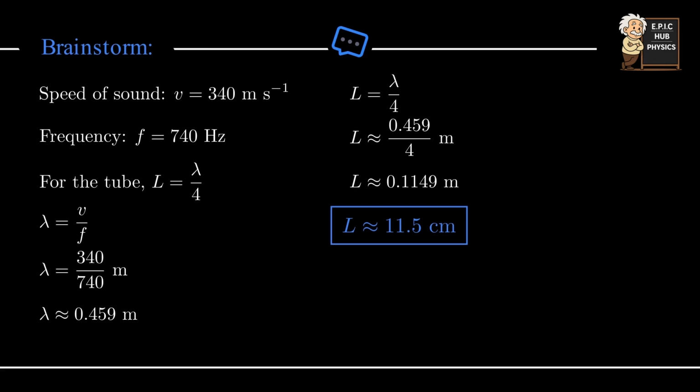What did we do? First, we used the wave equation to determine the wavelength of the sound wave from the given speed and frequency. Then we applied the standing wave condition for a tube closed at one end, which states that the fundamental length equals 1/4 of the wavelength. Finally, we substituted the calculated wavelength into this relation to obtain the tube length.